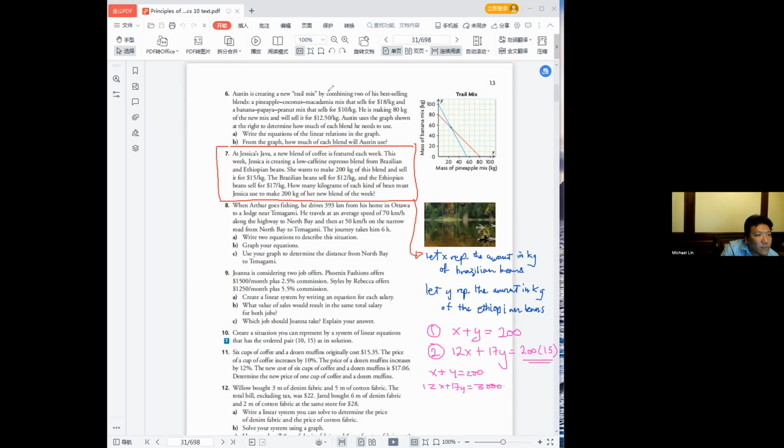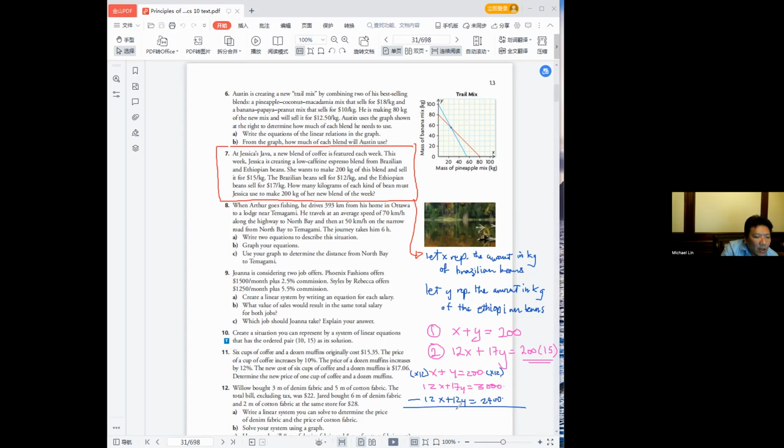Now we want to either use substitution or elimination. I'm going to choose to use elimination because I think it's faster. I'm going to go ahead and multiply the top line by 12 on both the right side and left side. That way I can get the same coefficient for the x's and start eliminating them. So I get 12x plus 12y is equal to 2400. I'm going to go ahead and subtract the two lines. 12x minus 12x is nothing. So once again, I've eliminated my x's. Right? That's a good thing.